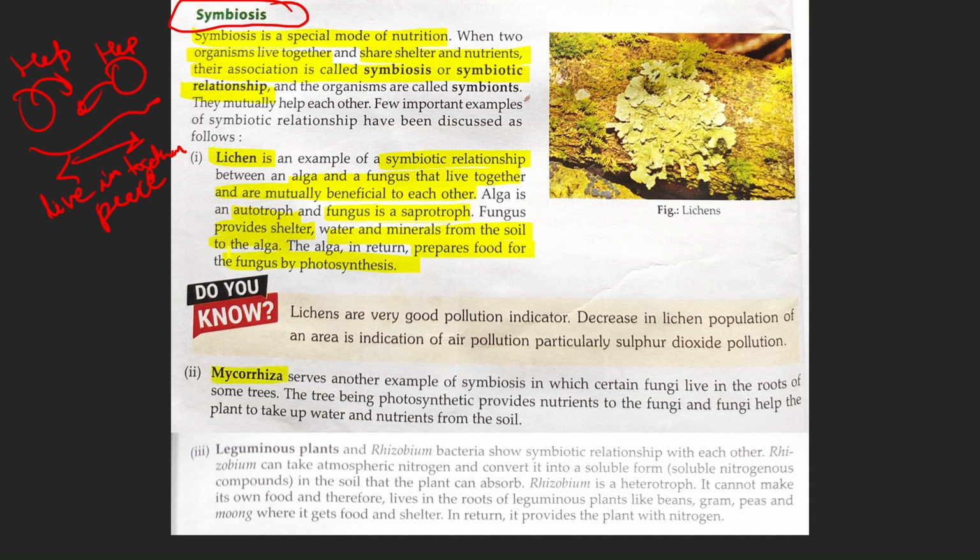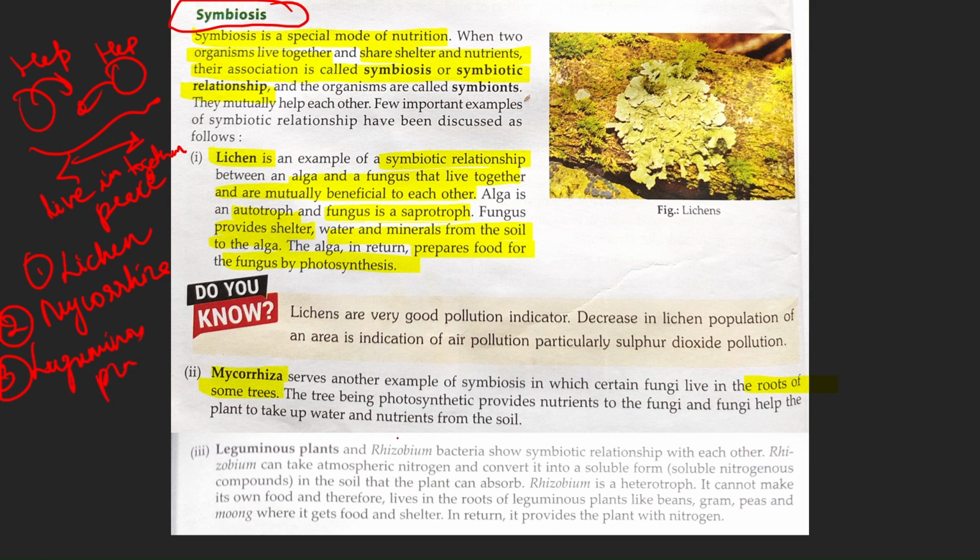So first is lichen, second is mycorrhiza. Mycorrhiza is another example of symbiosis in which certain fungi live in the roots of some trees. The tree, being photosynthetic, provides nutrients to fungi, and fungi help the plant to take up water and nutrients from the soil. So first one is lichen, second one is mycorrhiza, and third one is leguminous plants.